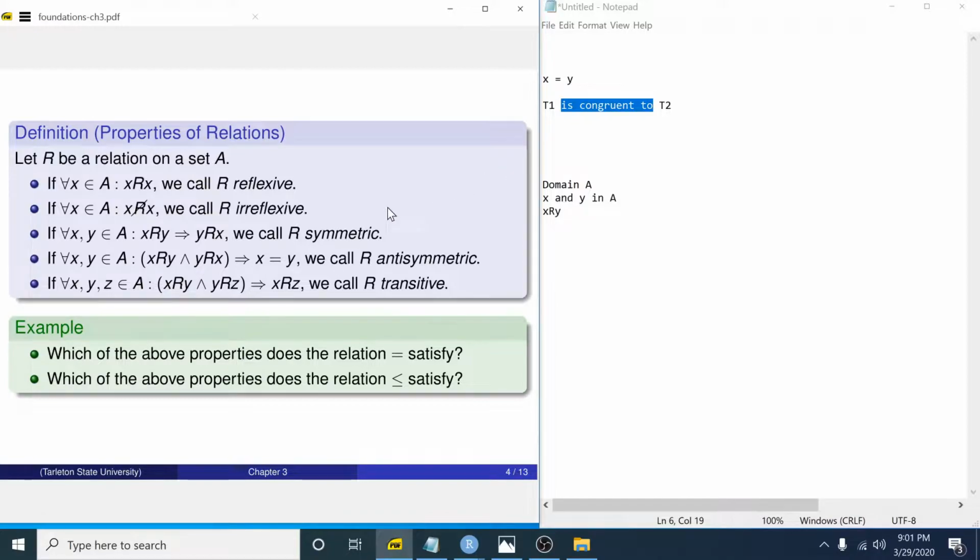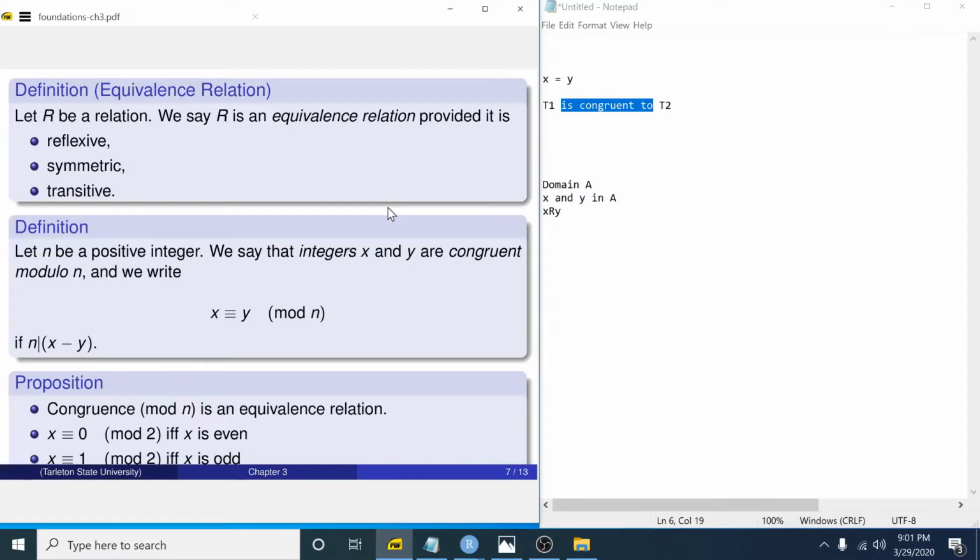Now, today we actually have a completely new example of an equivalence relation, which is this middle definition here, congruency mod n. Let's actually read what this says. So this says, let n be a positive integer. We say that the integers x and y are congruent modulo n, and we write x is congruent to y mod n if n divides x minus y.